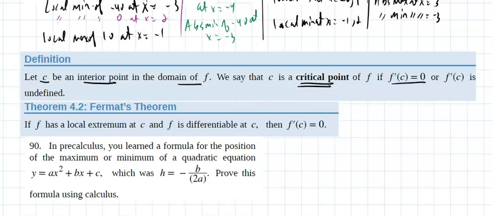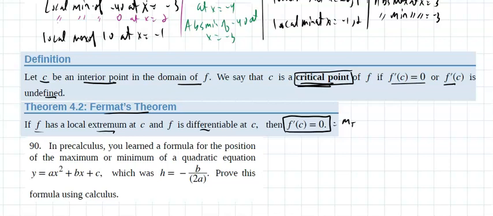If f prime of c equals 0, or f prime of c does not exist, then that's what we call a critical number. And what's so important about a critical number? The next theorem, Fermat's theorem, says if f has a local extremum, meaning a local maximum or local minimum, and it is differentiable, then the slope of the tangent must equal 0, which means the derivative at that point must be 0.